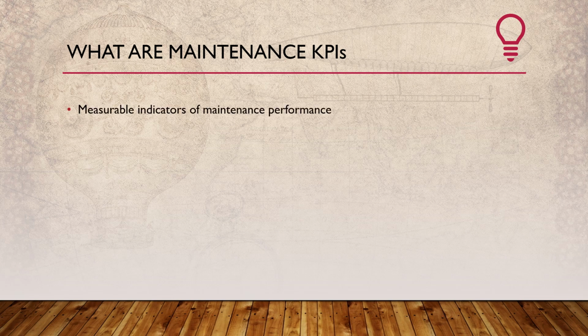So what does it mean? It is abbreviated as key performance indicator. And in terms of maintenance, it means that it is a measurable indicator of maintenance performance. So you have some tangible evidence of how well you have executed your maintenance strategy. So this is what KPI is all about. And it tracks reliability, efficiency, and cost.